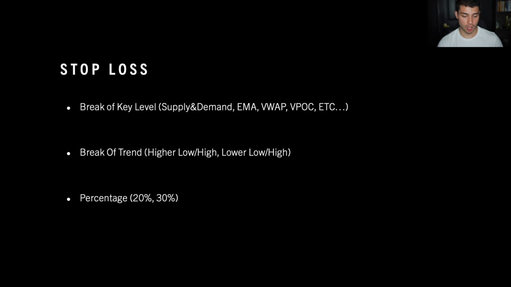So a first stop loss, which is what I usually do, is a break of key level. So either a supply and demand, an EMA, a VWAP, a VPOC, etc. Usually I do supply and demand. I encourage you guys, as you're starting, to mostly work on just supply and demand stop losses, and then get to the point where you put EMA stop loss, support and resistance stop loss, stuff like that. But at the end of the day, I use supply and demand most of the time.